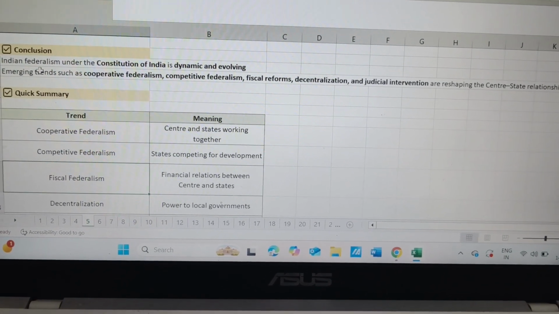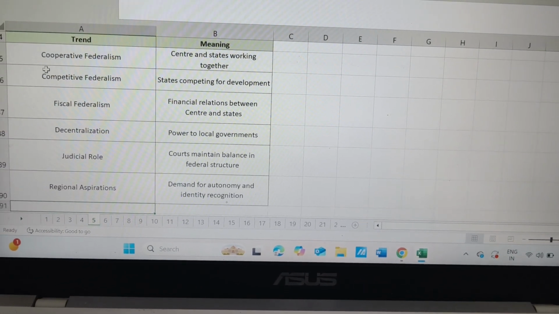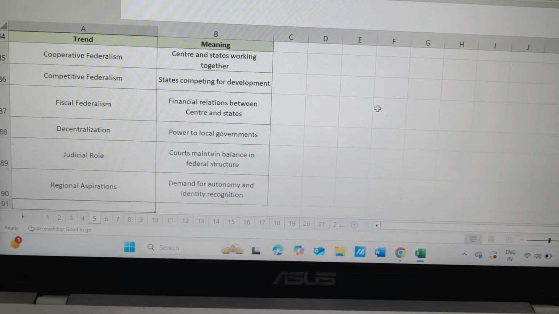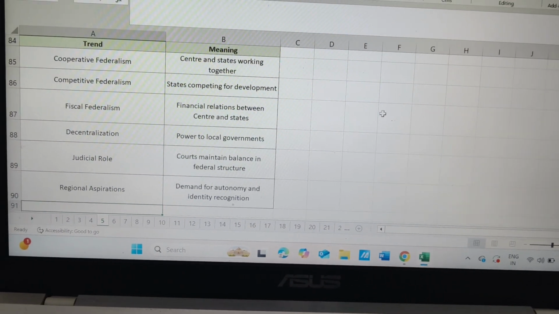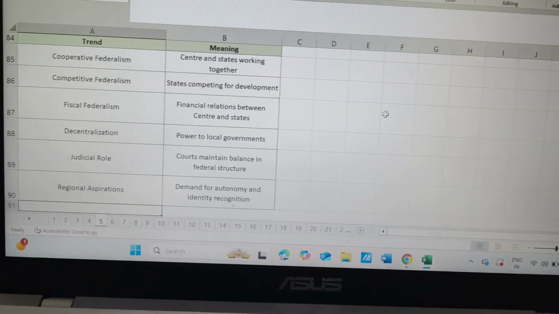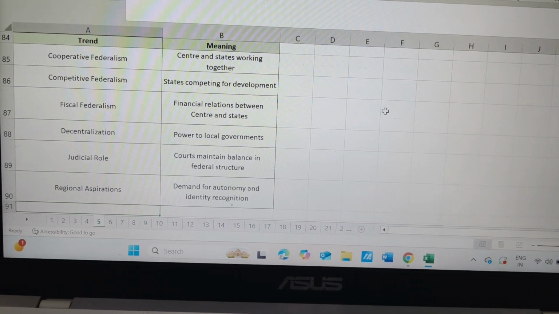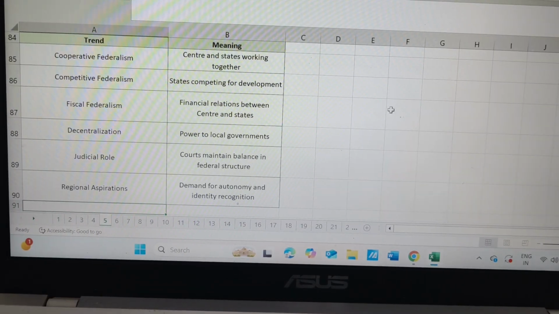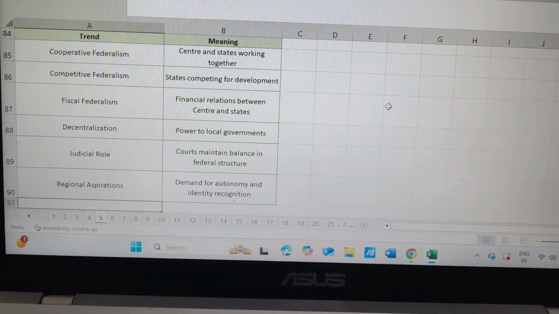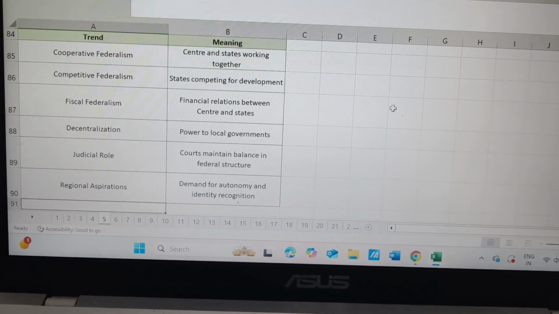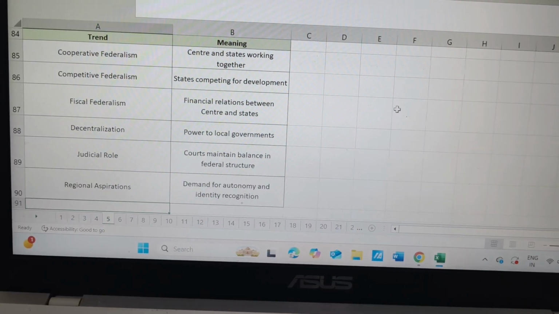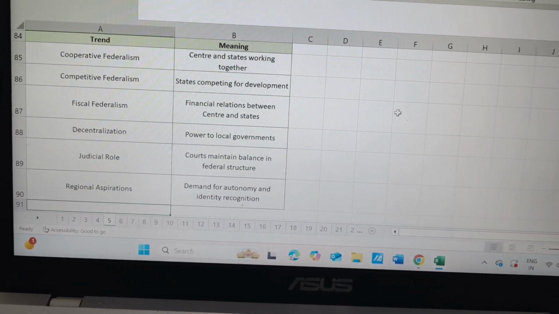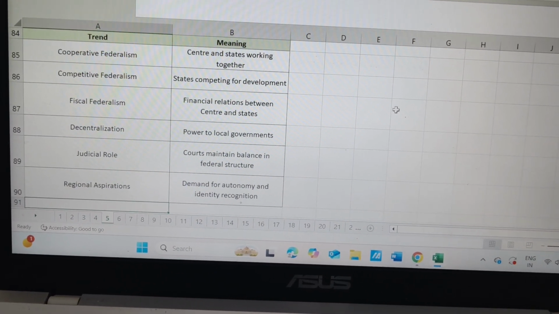Let's summarize it quickly. Cooperative federalism: center and states working together. In competitive federalism, states compete for development. In fiscal federalism, financial relations between center and states. Decentralization means more power to local governments. Judicial role: courts maintain balance in the federal structure. And regional aspirations: demand for autonomy and identity recognition.